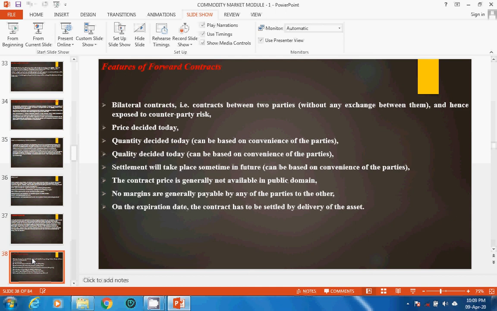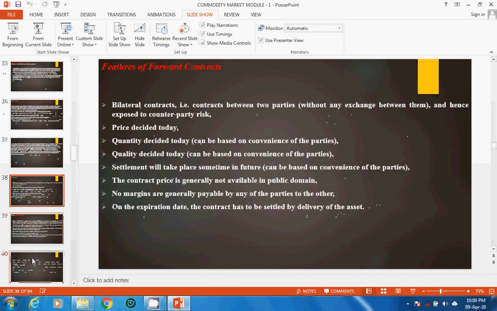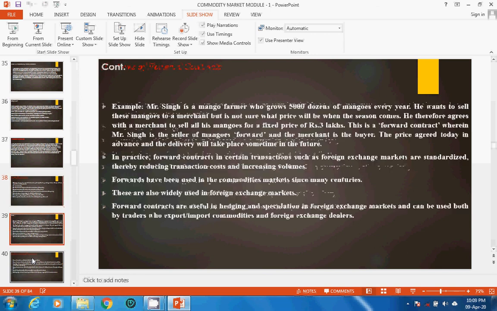On the expiration date, the contract has to be settled by delivery of the assets. Then the contract is being closed. Take the example of a forward contract. With this example, we will be able to get clarity about the forward contract.